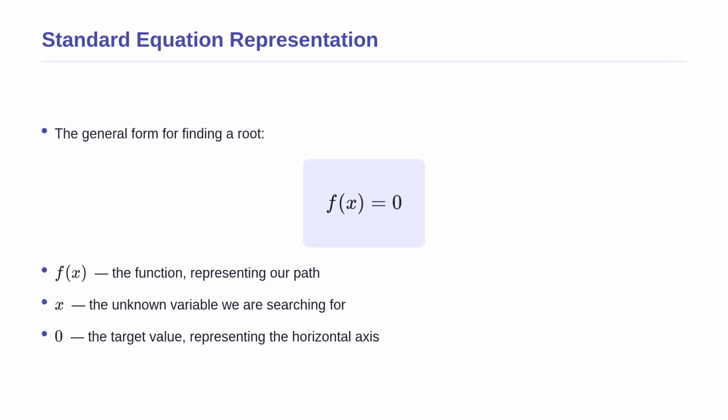The symbol f of x represents our function, which could be any curve. The variable x is the unknown value we are searching for. Setting the function equal to 0 represents our ultimate goal, finding the exact point where the graph crosses the horizontal axis. As x increases or decreases, the value of the function moves up and down. Our job is to find the specific x that makes the function exactly 0.